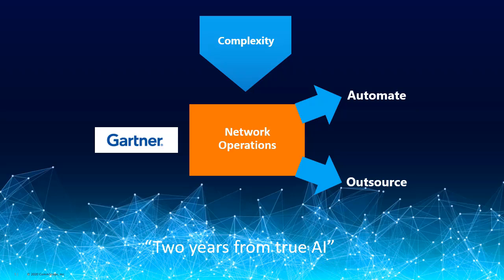Gartner also said that we're 2 years away from true artificial intelligence, or AI, in terms of network management. We'll talk later in this presentation about the difference between AI and machine learning, or ML. You see the terms used interchangeably in the industry today, but it's not really accurate to use them this way.